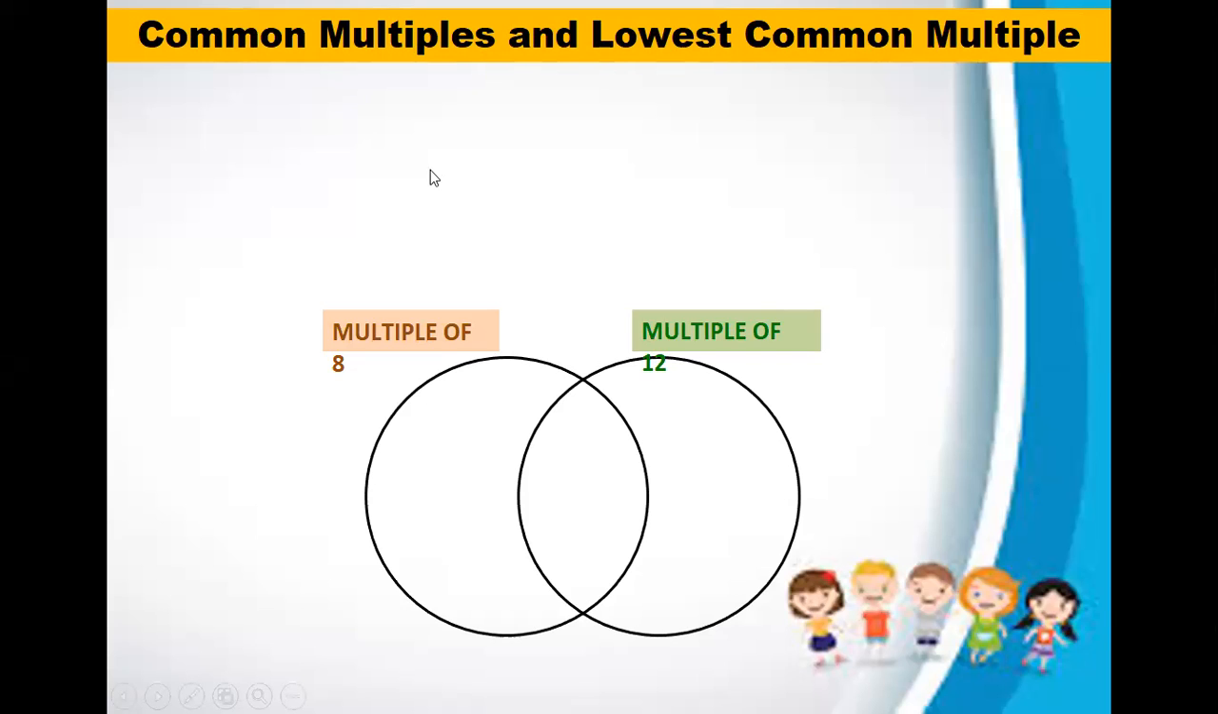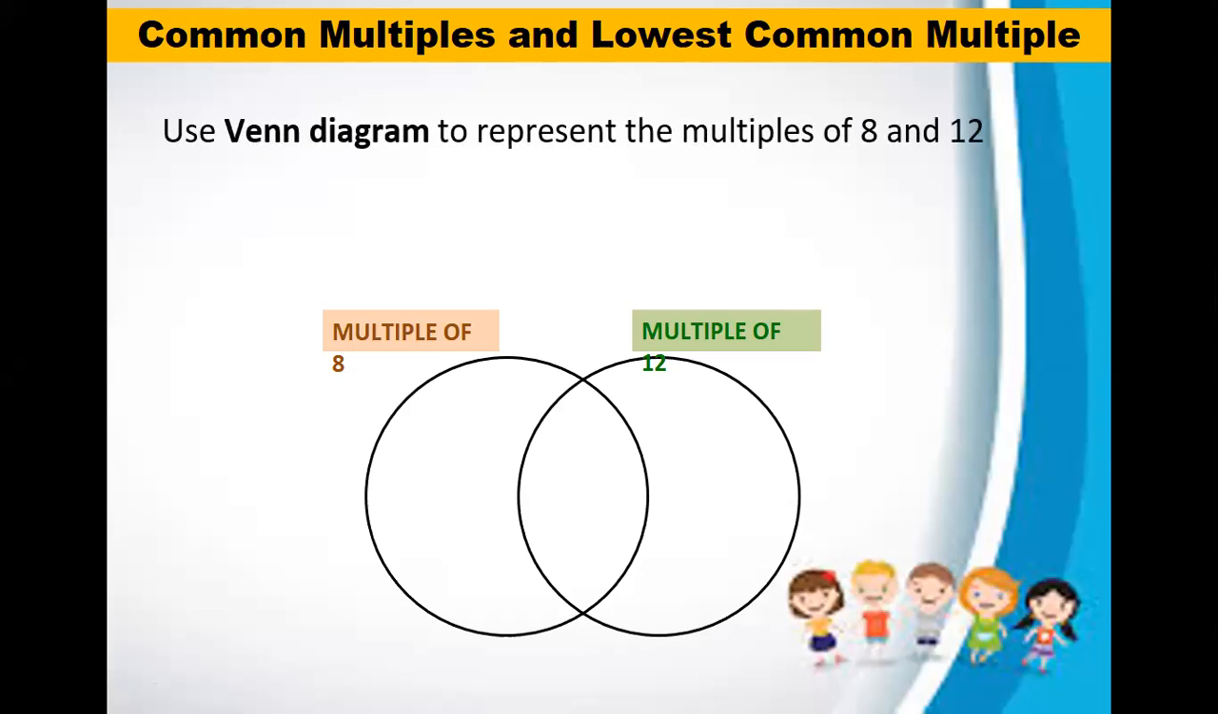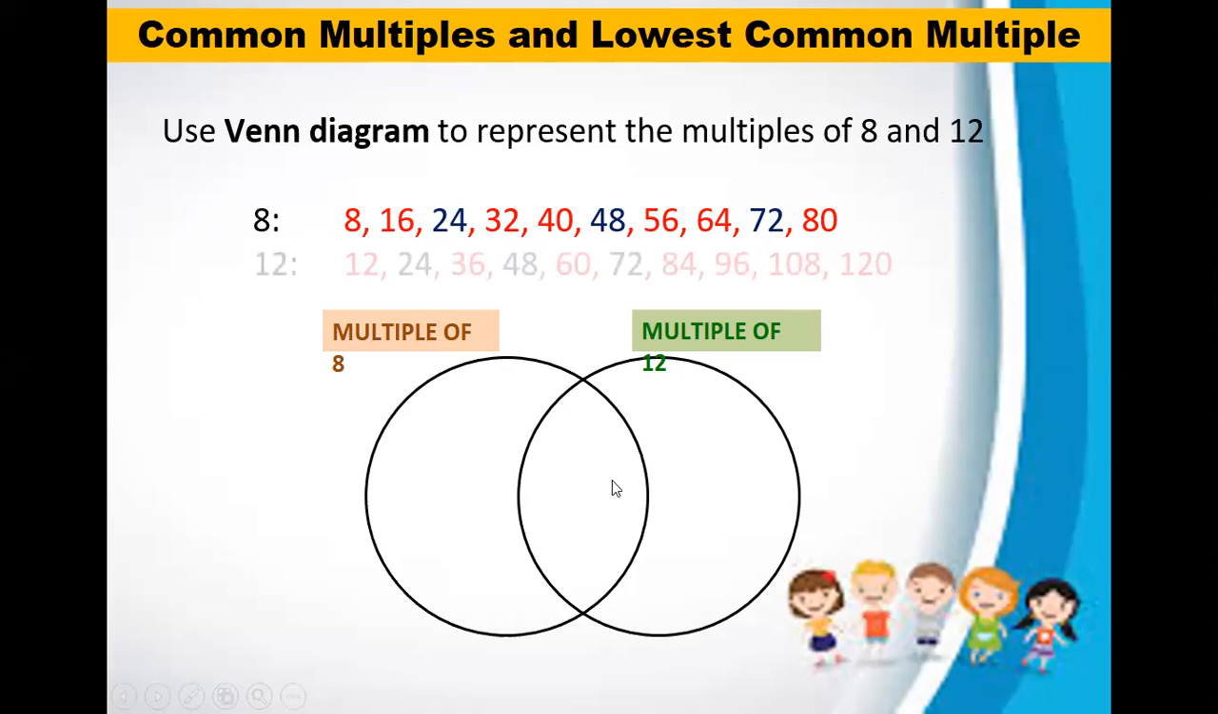Okay, this time we are going to use a Venn diagram to show the common multiples of 8 and 12 from the previous slide. So the first thing you have to do when you're using the Venn diagram, you have to put first the common multiples of both 8 and 12. Okay? So what are the common? 24, 48, and 72. You have to start from the middle. Okay? So 24, 48, and 72.